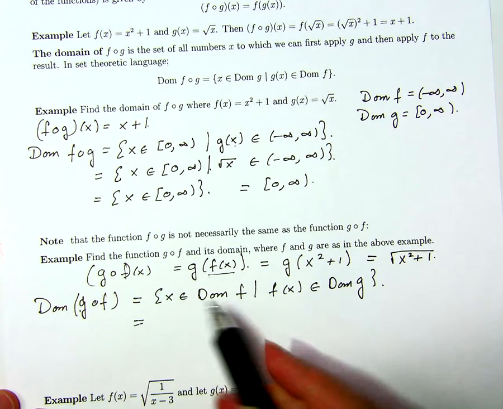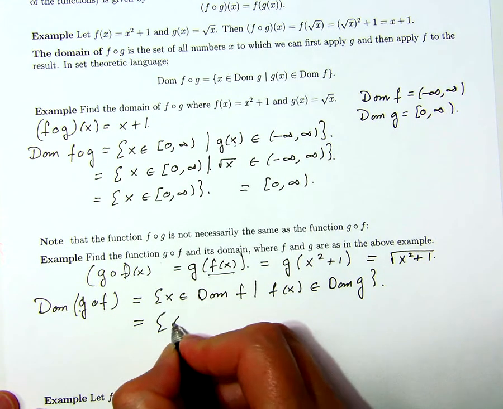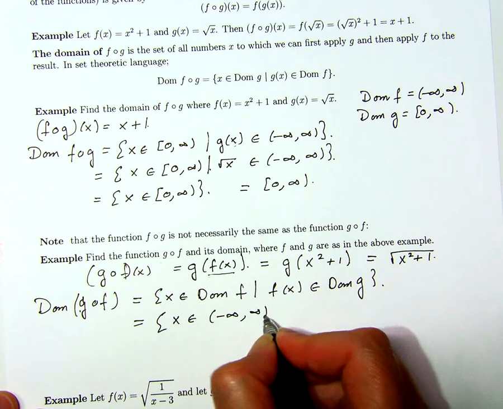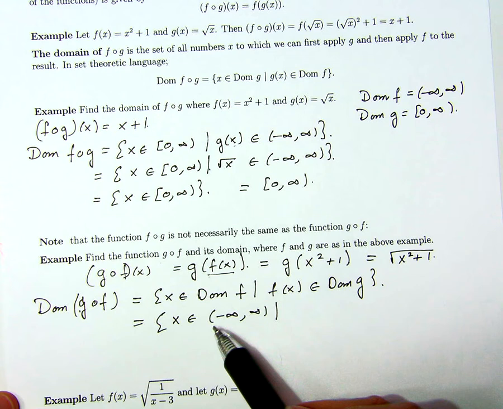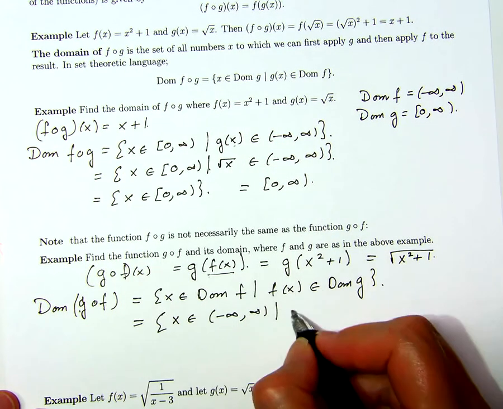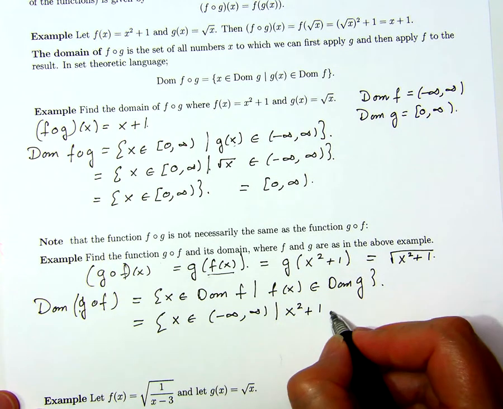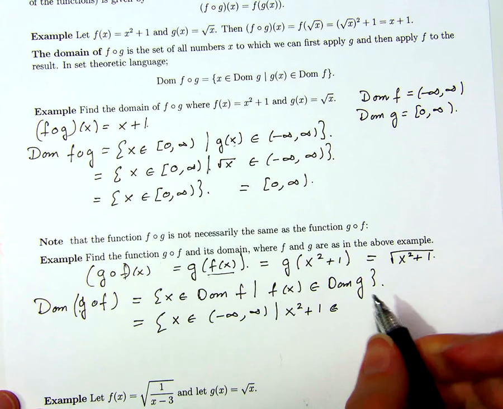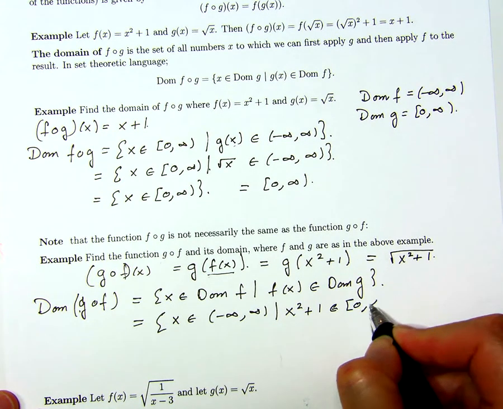Now I fill in some details. I know what the domain of f is, so this is x in the interval from minus infinity to infinity. And when I apply f to x, what I get is x squared plus 1. So it's such that f of x, which is x squared plus 1, is in the domain of g, which is the interval from 0 to infinity, including 0.